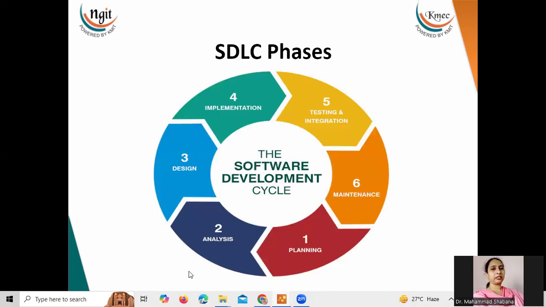So this is a pictorial representation of SDLC phases: planning, analysis, design, implementation, testing and integration, and maintenance. These are the 6 phases of SDLC.